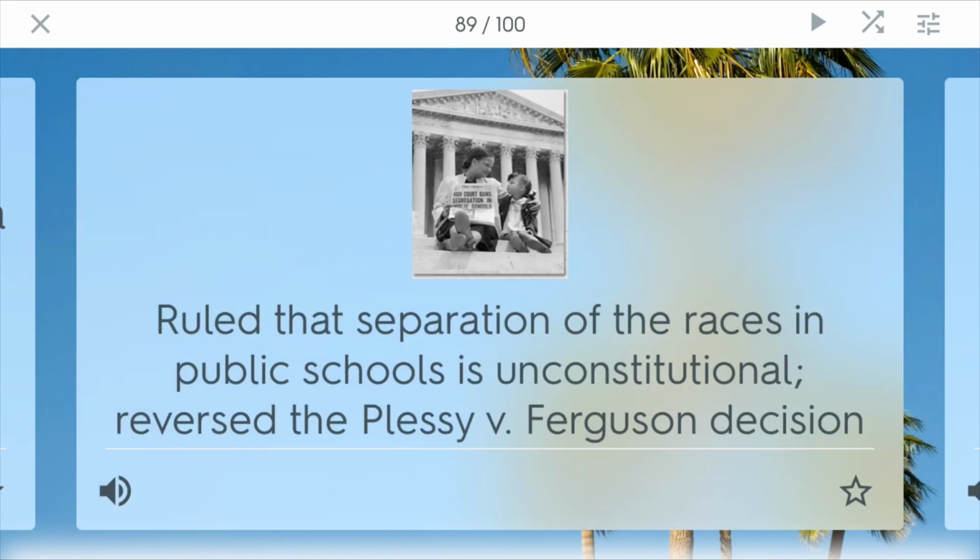In Brown versus Board of Education of Topeka in 1954, this ruling ruled that the separation of races in public schools is unconstitutional, and it reversed the Plessy versus Ferguson decision that came decades before. Linda Brown was allowed to go to a better school as a result that was also closer to her house, and this event started to end segregation in the United States.